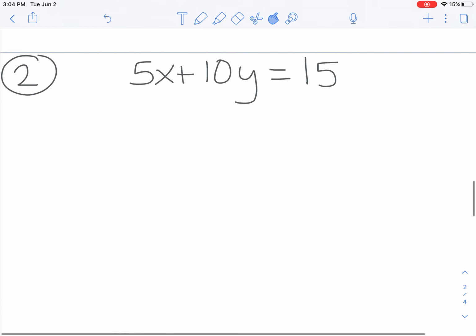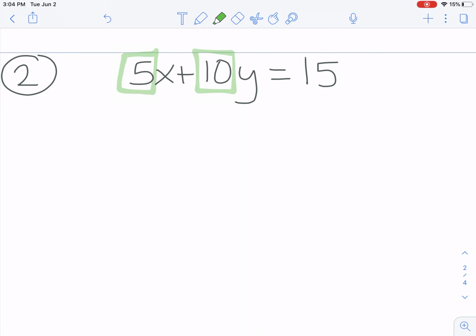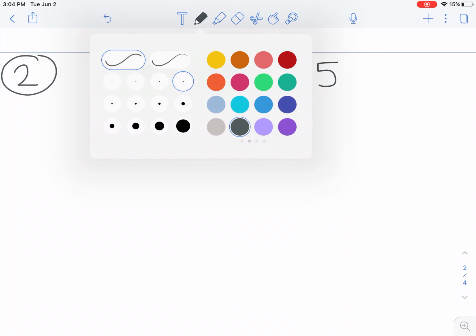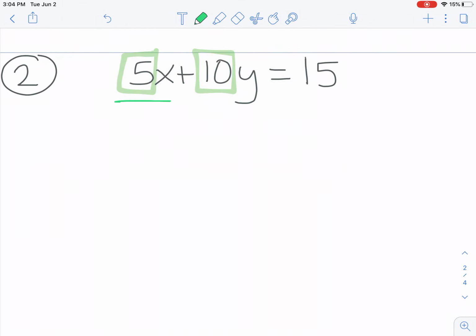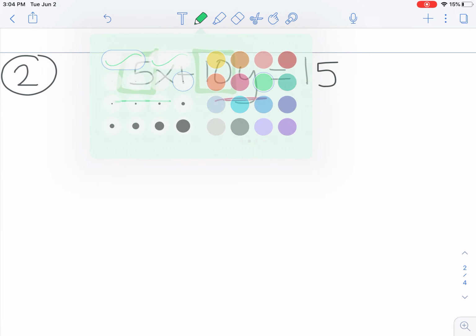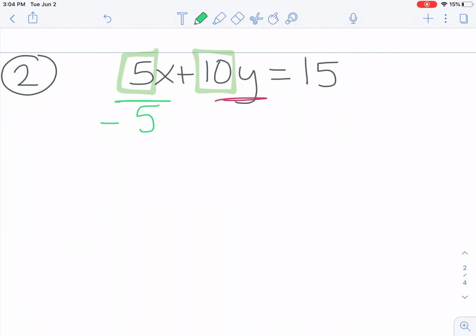In example 2, I have a couple of coefficients that I need to deal with. So now I have an issue because I have numbers in front of the x and the y, coefficients that I need to deal with. And I also have to get rid of this 5x, because remember the goal is to get this y on its own. So the very first thing I want to do is to get rid of that 5x. So I'm going to subtract 5x because it's plus 5x on the left-hand side to make 0. And if I do that on one side, I have to do that on the other side.